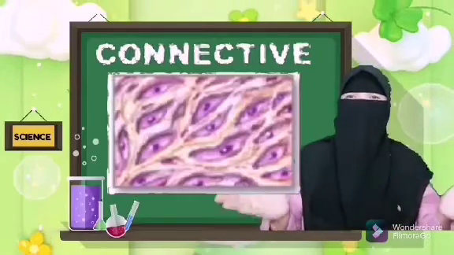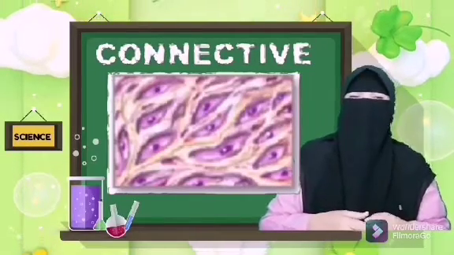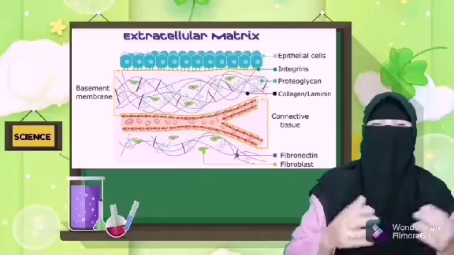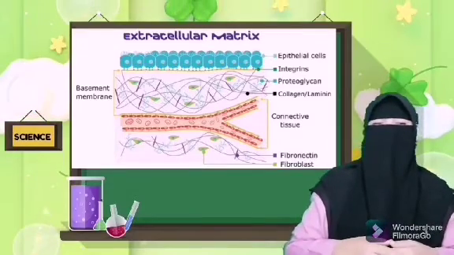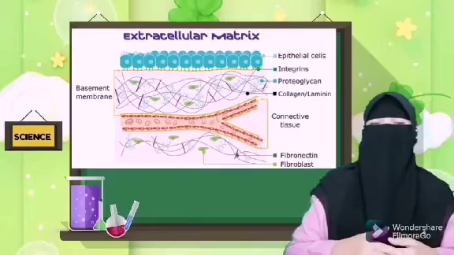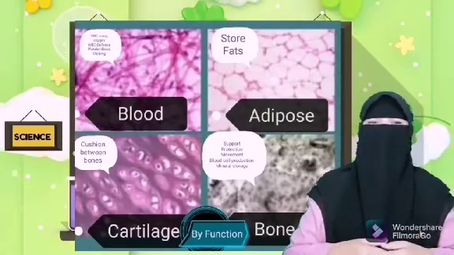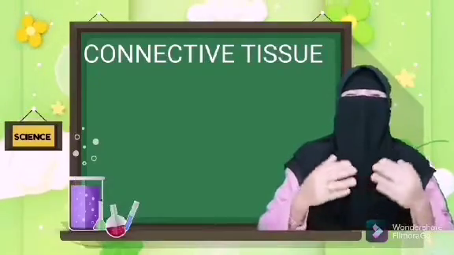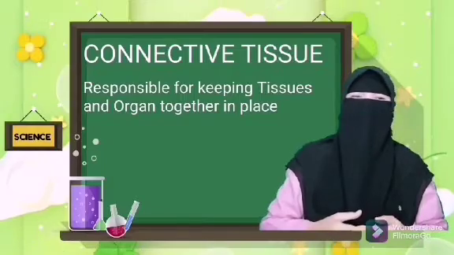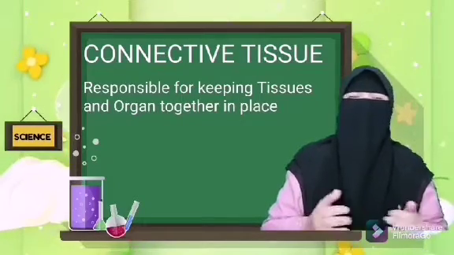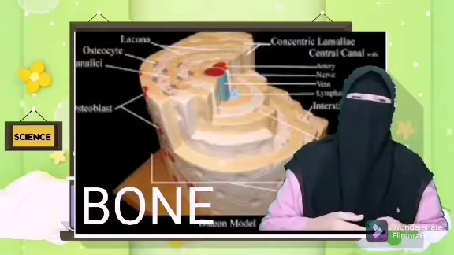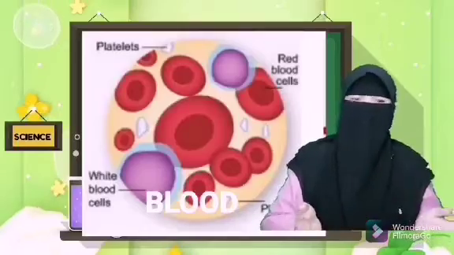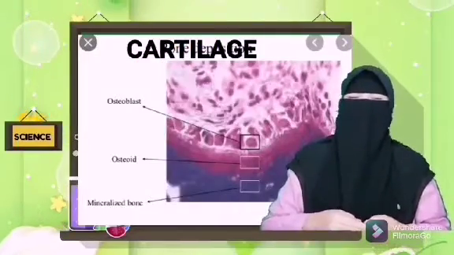We have the number 2, connective tissue. On the other hand, it is made up of cells widely distributed in the extracellular matrix, the space outside and in between cells. It is the most abundant tissue in our body. And as its name indicates, it is responsible for keeping tissues and organs together in place. Examples of connective tissues are the bones, the adipose or fat tissues, the blood, and the cartilage tissues.